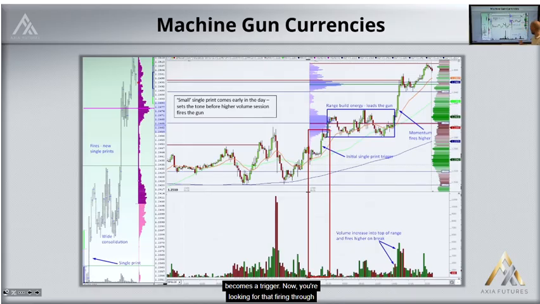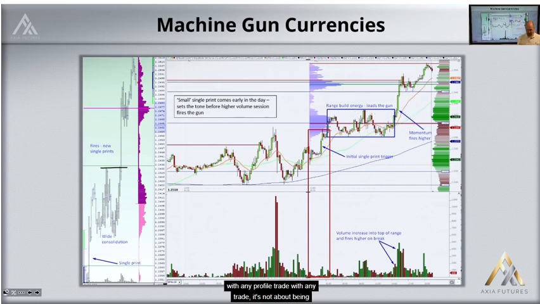Now you're looking for that firing through the high again. As soon as you get some pickup in volume, you can go and shoot through the highs. Nice fast move, big pickup in pace, straight line up. This is one where you get a flag instead of a reversal pattern and then a further continuation. And so you get this triple distribution type day. Small distribution, second one, third one. So that's your currency machine gun.